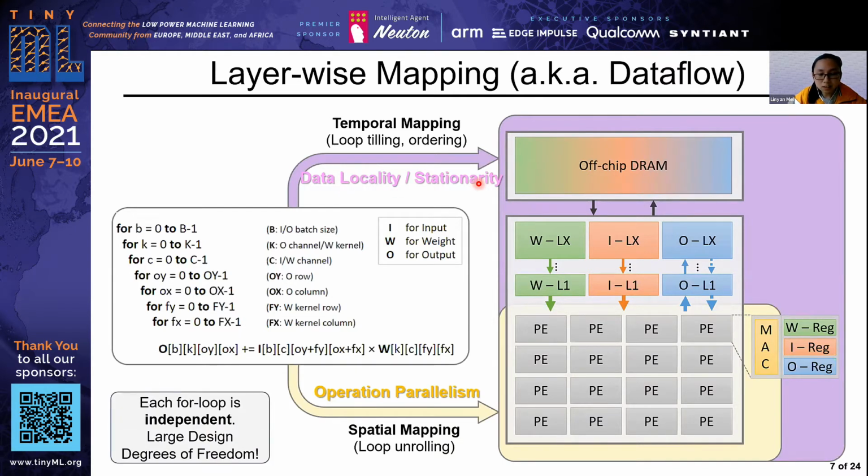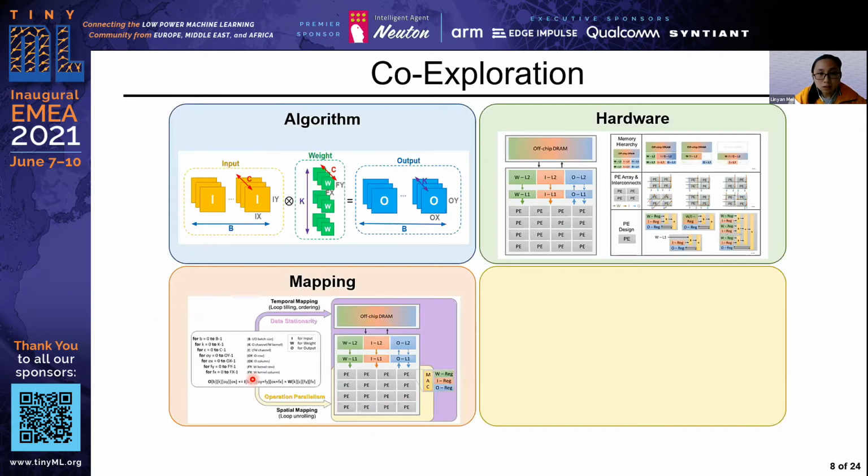Again, there exists a large design space. Note that each of those loops is independent of each other, meaning whatever loop operation trick we do, whatever loop ordering or tiling we do, the algorithm remains correct. So if we do layer-wise operation, that really gives us a large design space for the mapping. So we have discussed these three aspects: the algorithm, the hardware, and the mapping.